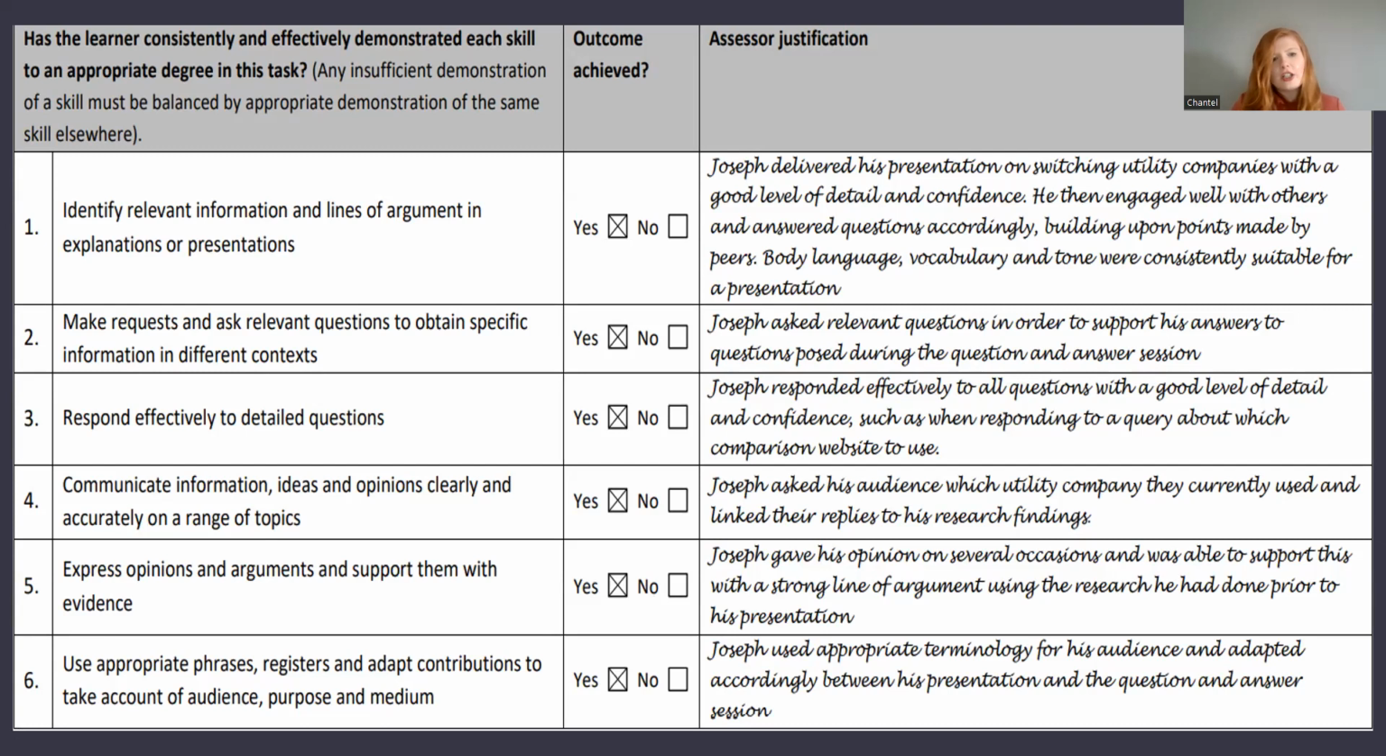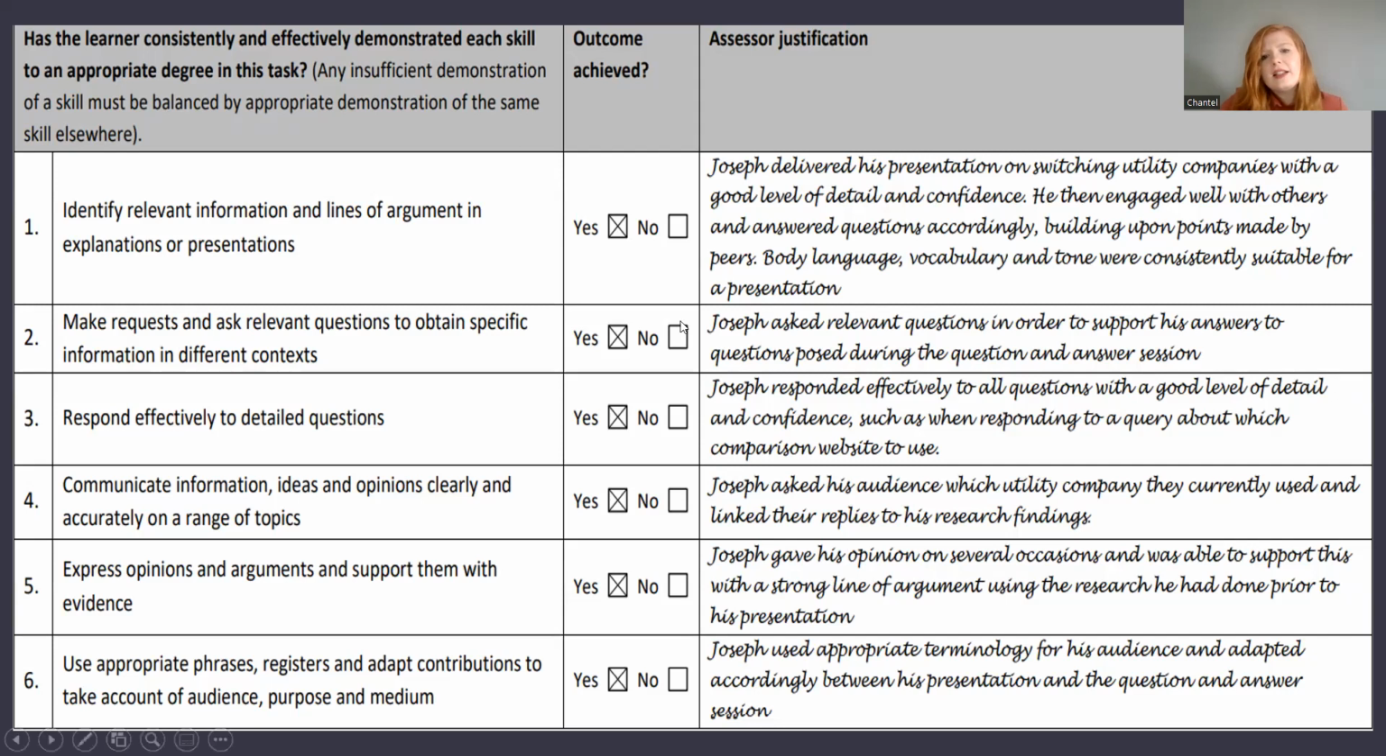Any opinions and arguments should be expressed and supported with some evidence. This is where your research and facts come into it. Just making sure that you're using appropriate phrases, registers, and adapting your contributions to take account of your audience, purpose, and medium. Okay, so making sure that you're not using any inappropriate language, making sure it's quite formal and appropriate to the situation and the audience.